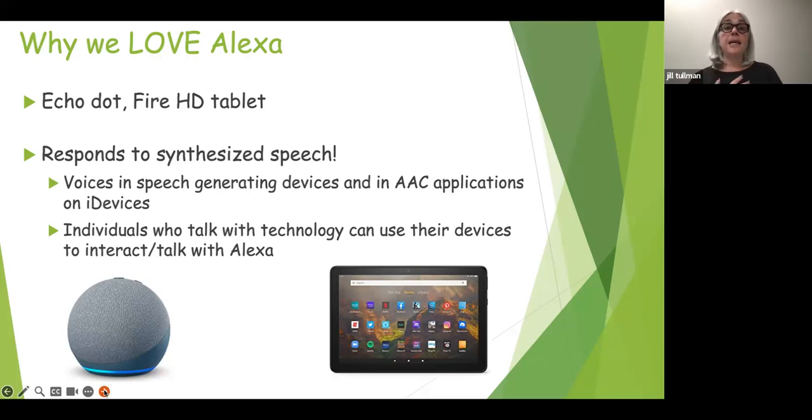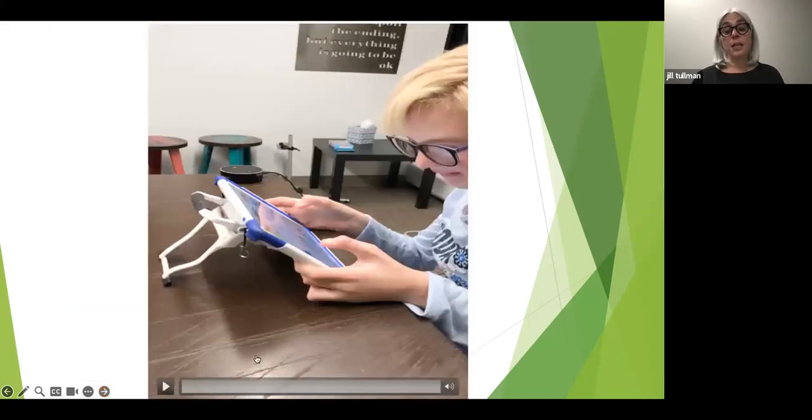To date, I can't talk about iOS 17 because we've not yet messed around with Siri since iOS 17 came out in October, but we have found that Alexa responds much better to synthesized speech. So the speech that's in the communication devices and the communication apps, much more so than Siri. So individuals who talk with technology can use their devices.